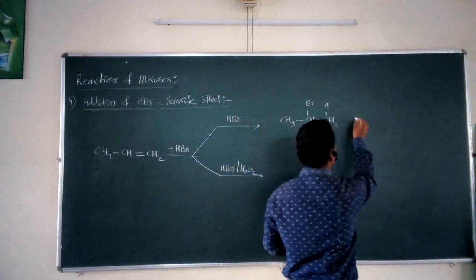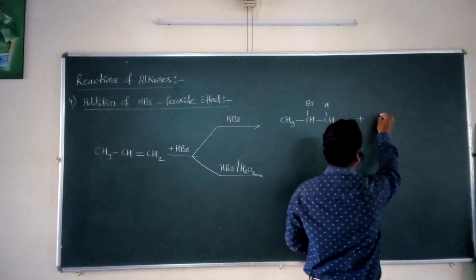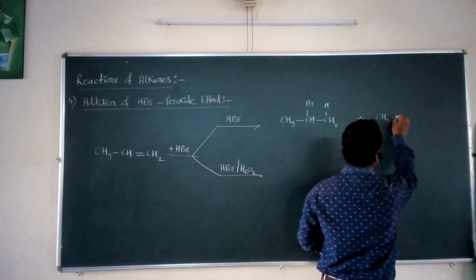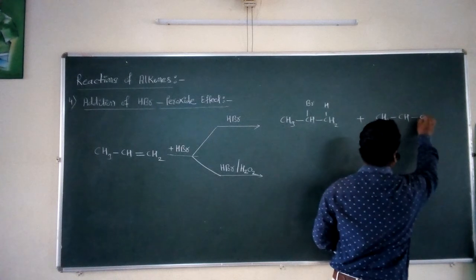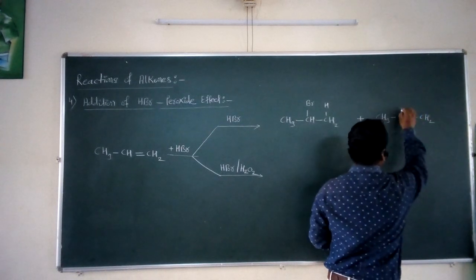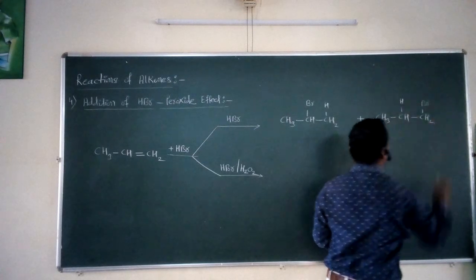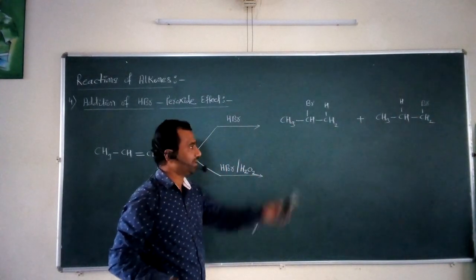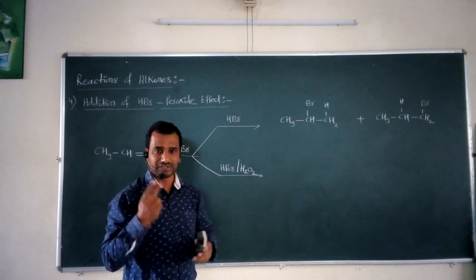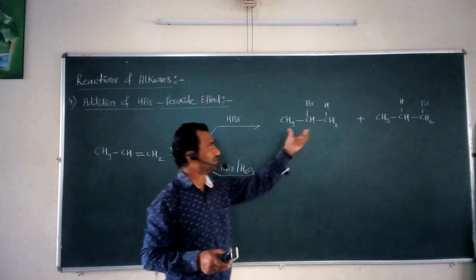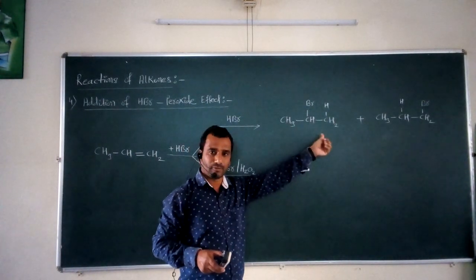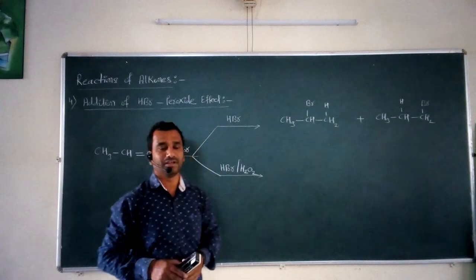The second possibility of the product formation is CH3-CH-CH2, with H and Br added the other way around. Now, what is the name of this product? This is called propyl bromide. So these two types of products are obtained. One is called 2-bromopropane and the next is called propyl bromide.